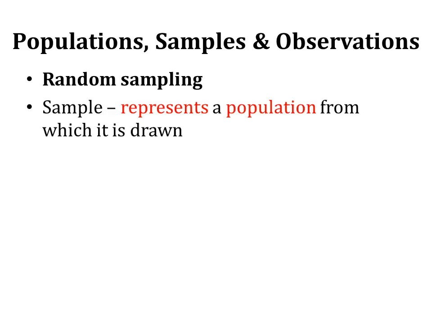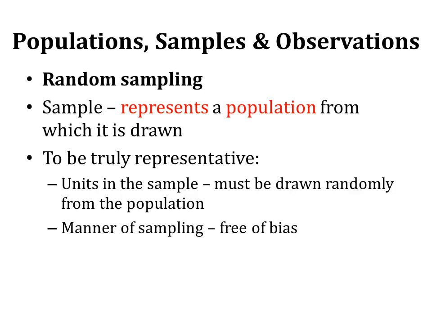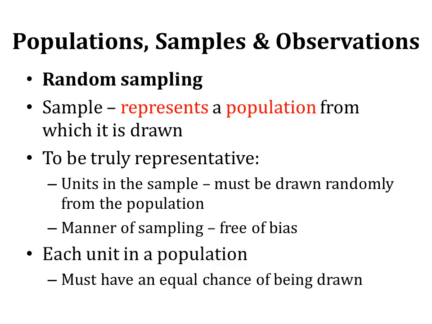And then we studied two important attributes of sampling which are very, very critical while you're designing and doing your experiment. The first one is to take care of random sampling, because the sample, as we saw, represents the population from which it is drawn. So to be truly representative of the population, units in the sample must be drawn randomly from the population, and they should be sampled in a manner which is free of any kind of bias. And each unit in a population must have an equal chance of being drawn. So there shouldn't be any bias.